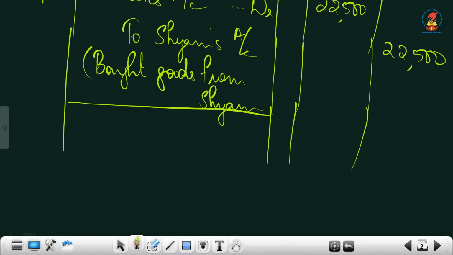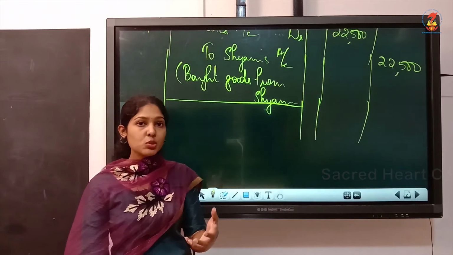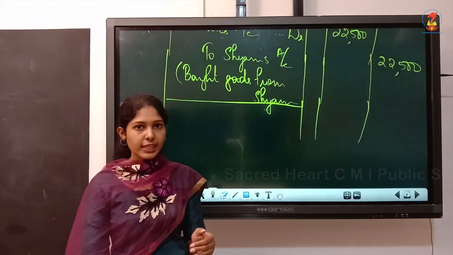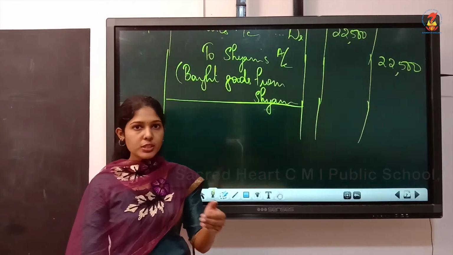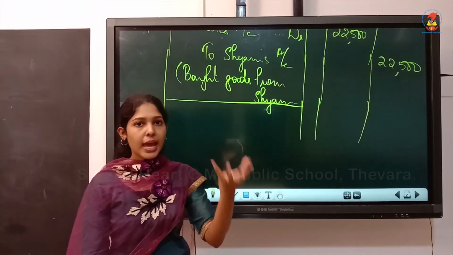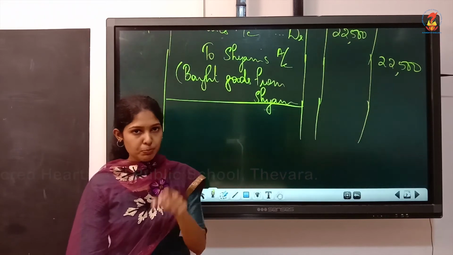The next one, April 13th, again the same date. Paid cartage on goods purchased. Okay, cartage, what's the meaning that we discussed? Cartage means the transportation expenses. Cartage on goods purchased means when you purchased, whatever transportation expenses you incurred. That is called paid cartage on goods purchased.